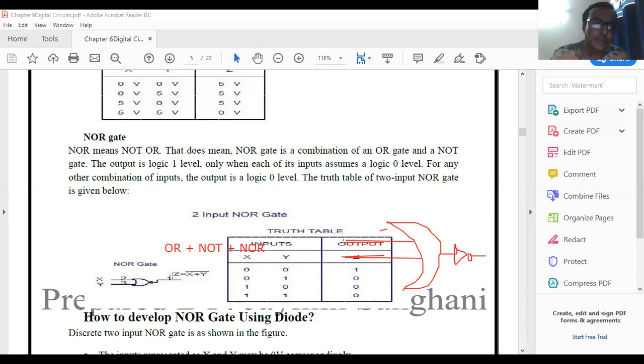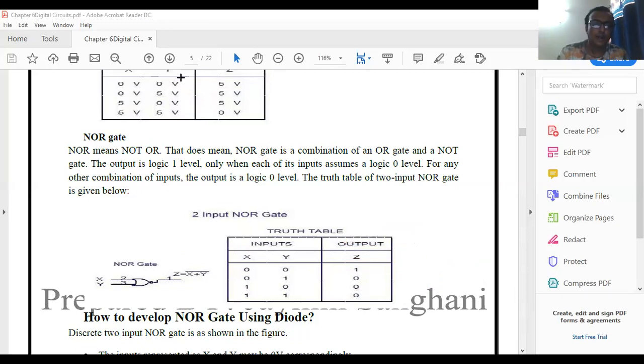So it is the combination of NOR gate. It is the equation of NOR gate: (A plus B) whole dash. See this, here X Y input, that's why (X plus Y) whole dash. So it is the NOR gate. It can be used in switching applications. I already mentioned the application of NOR gate.